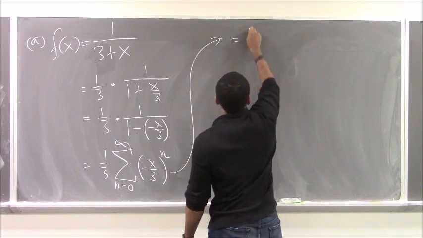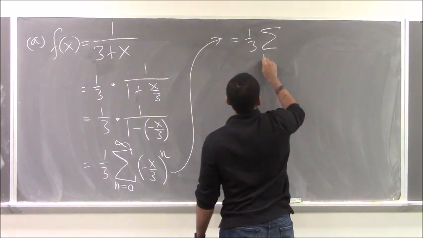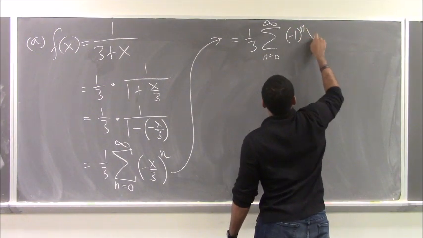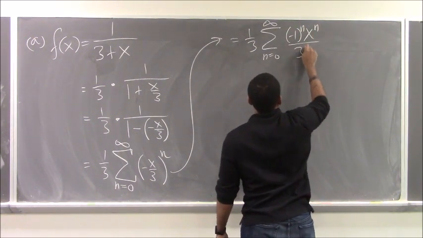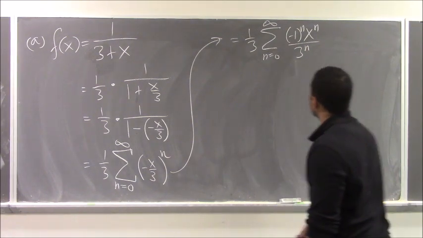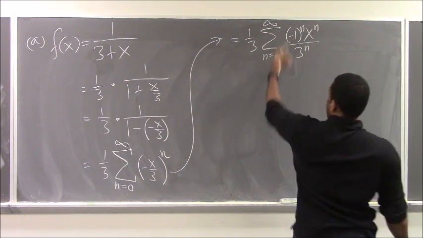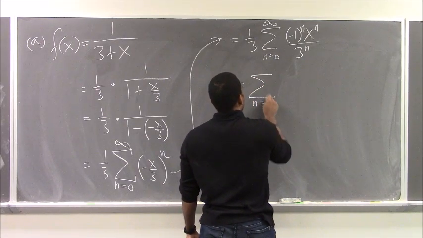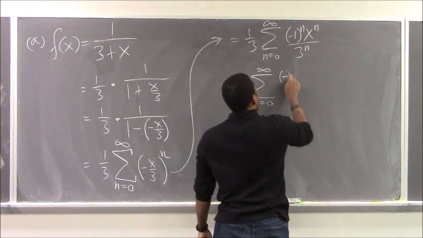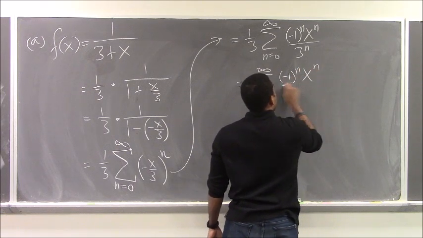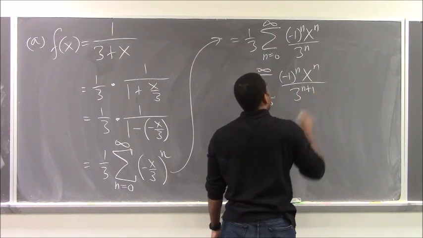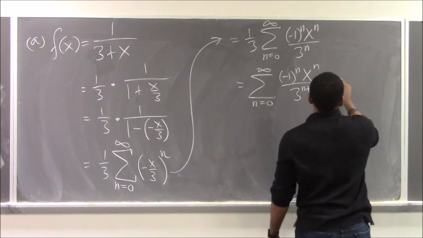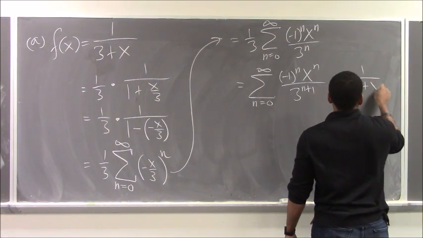So this ends up being 1 third, the series, n goes from 0 to infinity of minus 1 to the n, x to the n, over 3 to the n. And in fact, I can clean this up a little bit by multiplying the constant in. We know that that's something that we can do in series. So I get the series, and that's my guy. I can think of this as 1 over 3 plus x.